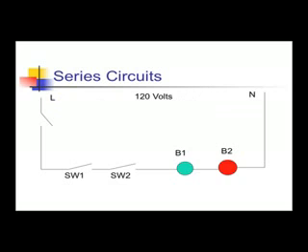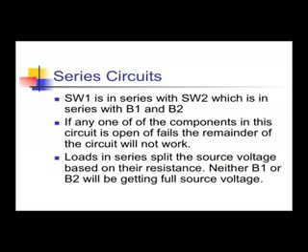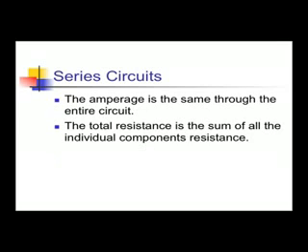Series circuits exist when the flow of electrons, or current, must pass through a series of components. Switches that control loads are normally wired in series with these loads. In other words, every switch has to be closed for the load to operate. In this case, we have two loads, B1 and B2. They are in series with each other. You have switch 1 and switch 2. They are in series with each other and the loads. Both switches must be closed and both loads must be operational for this circuit to work. Switch 1 is in series with switch 2, which is in series with B1 and B2.